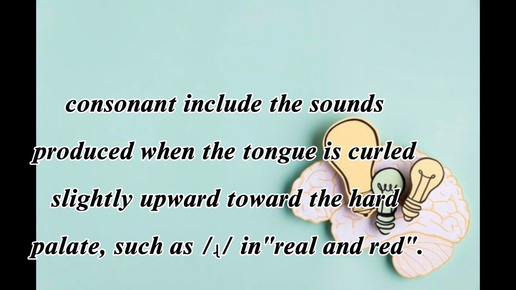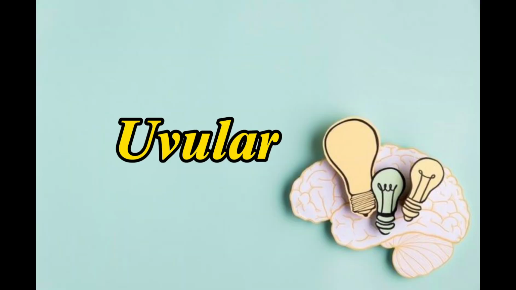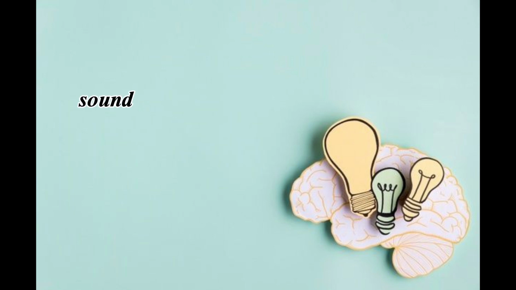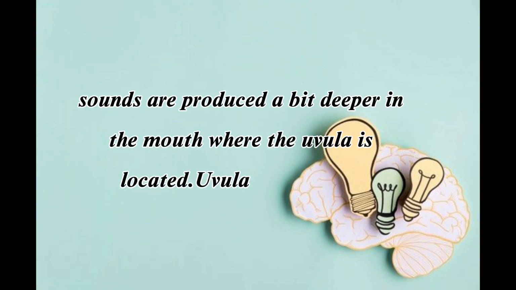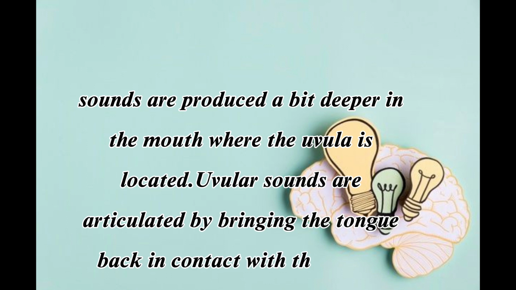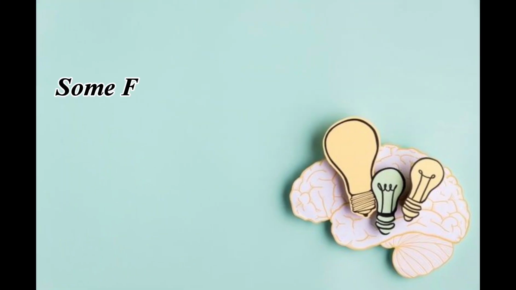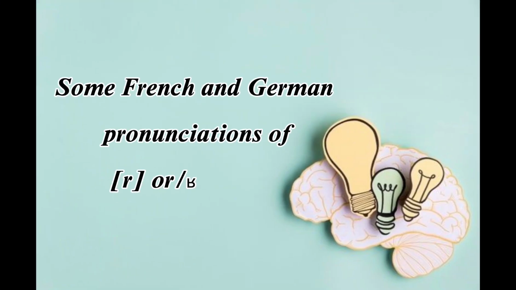And the second one is the uvular. These sounds are produced a bit deeper in the mouth where the uvula is located. Uvular sounds are made by bringing the back of the tongue in contact with the uvula, with the vibration of the uvula or with the back of the tongue, such as the sounds represented by r.